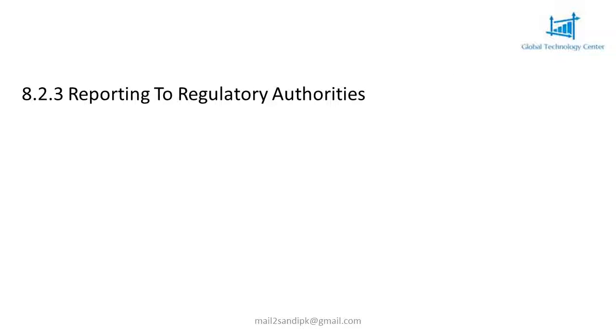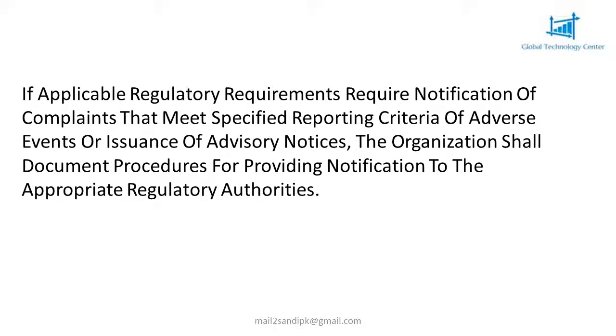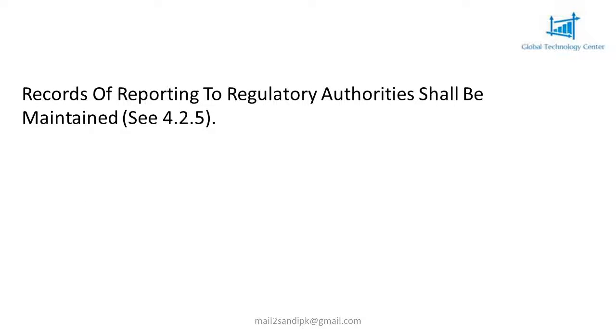Reporting to regulatory authorities. Establish and maintain regulatory reporting procedures. Establish, document, implement, and maintain reporting procedures when regulators expect you to report to them. If applicable, regulatory requirements require notification of complaints that meet specified reporting criteria of adverse events or issuance of advisory notices. The organization shall document procedures for providing notification to the appropriate regulatory authorities. Records of reporting to regulatory authorities shall be maintained.